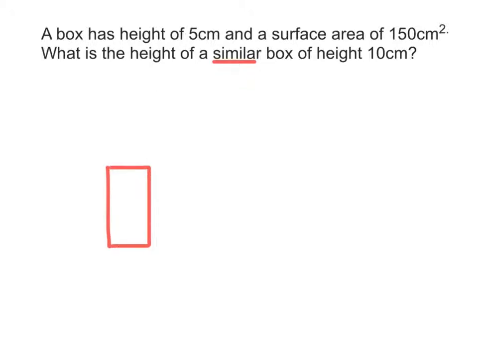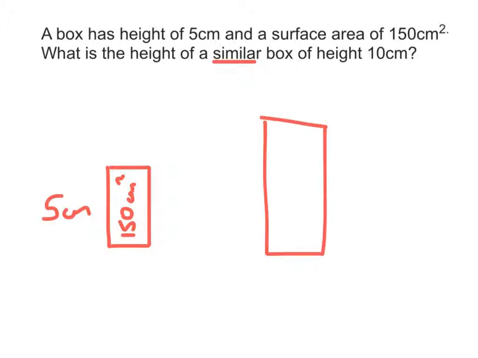Height of 5 centimeters and a surface area of 150 centimeters squared. There's another box of 10 centimeters. Okay, and we need to work out the surface area of that box. Now, because the height doubles, we cannot assume the surface area doubles. All right, you've got to realise something.